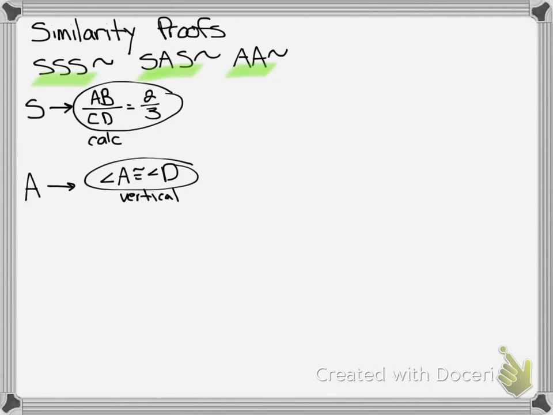So if you're going to try to say a side is similar, it should look like the ratio of two sides and whatever that value is, and then your reason is calculations. If you're going to prove an angle is congruent, you should say the angles are congruent and whatever the reason is. The reason might be vertical, it might be given, it just depends on the picture.